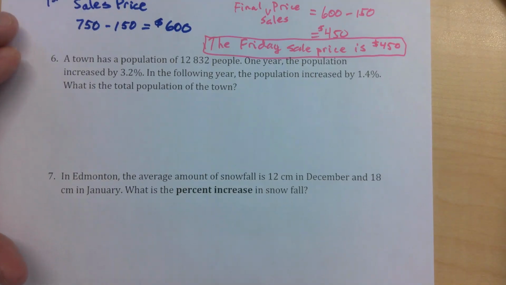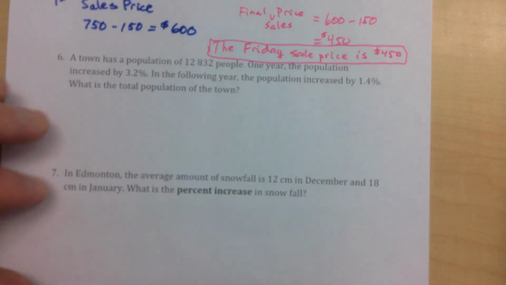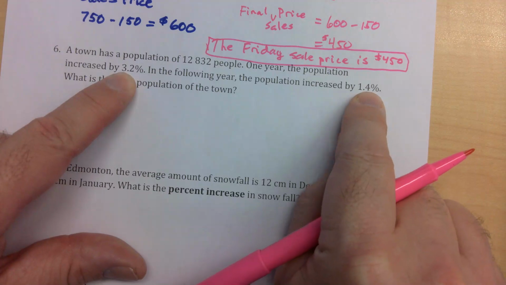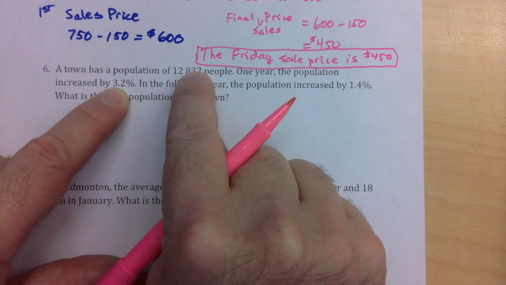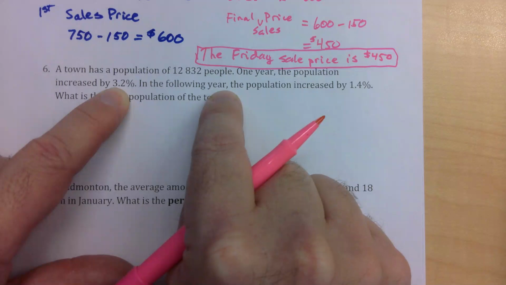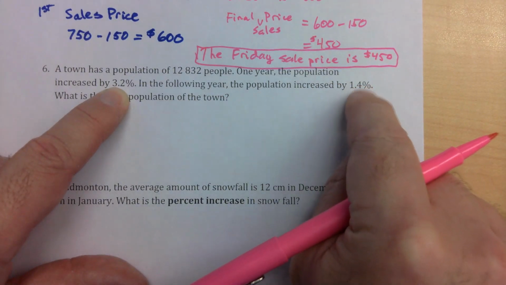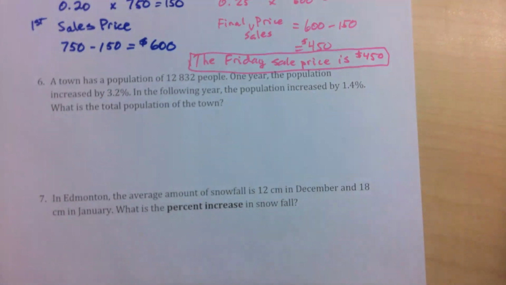Hopefully that helped. Okay, a town has a population of 12,832 people. One year, the population increased by 3.2%. In the following year, the population increased by 1.4%. What is the total population of the town? Okay. Now, just for some of you that like some of the shortcuts I've been showing, you absolutely positively cannot combine these percents because this percent is going to be based on this number, and then you'll have to get the new number for the new population and then do a percent of a number on the new population.